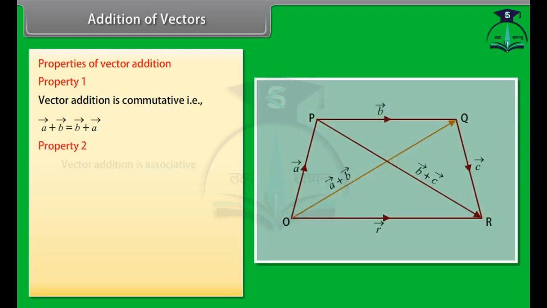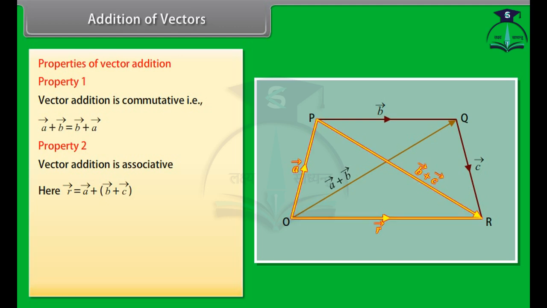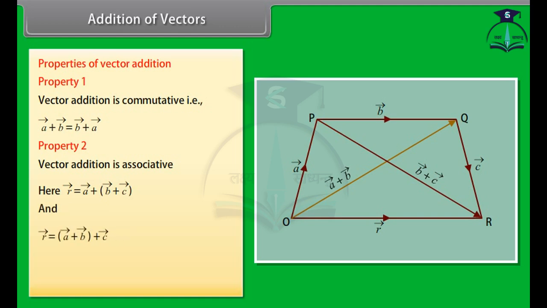Property 2. Vector addition is associative. Here vector R is equal to vector A plus (vector B plus vector C), and vector R is equal to (vector A plus vector B) plus vector C. Hence, vector A plus (vector B plus vector C) is equal to (vector A plus vector B) plus vector C.